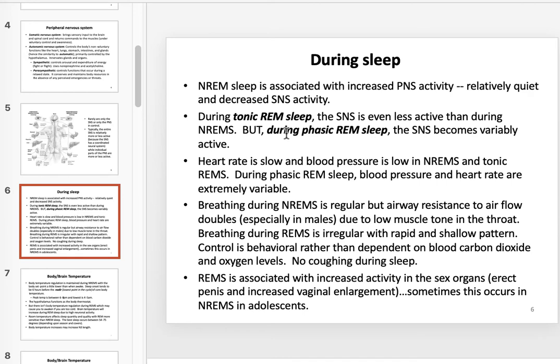And so under tonic REM sleep, we're still not activating the sympathetic nervous system. But during some phasic components, maybe like a bad dream or a really good dream, that sympathetic nervous system may increase our heart rate and our breathing. Now, in general, that means that with parasympathetic nervous system activity under non-REM, heart rate's going to be slow, blood pressure is going to be low, and then under phasic REM, that'll become variable.